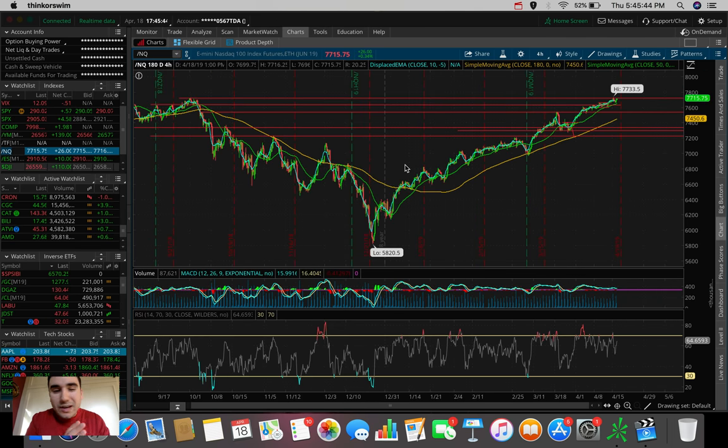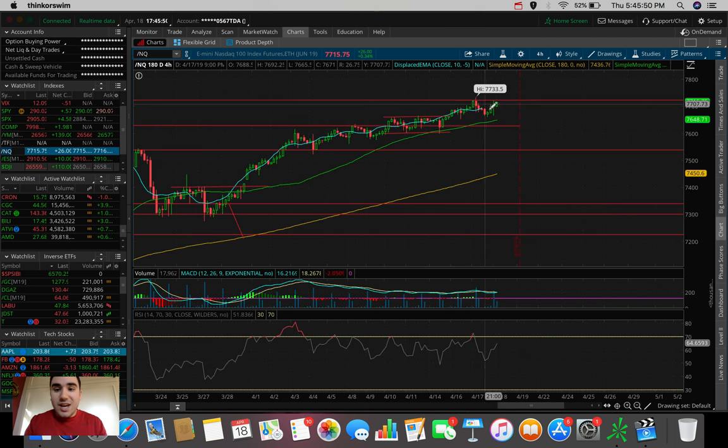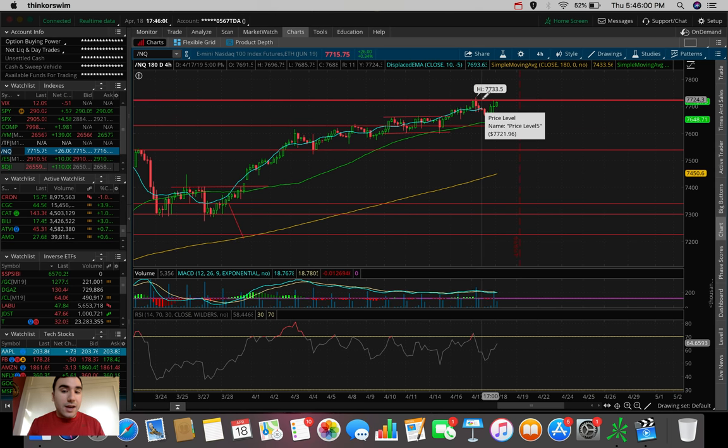I kind of already summarized it a couple of minutes ago, but we ended up pulling back from the all-time high that we hit at 77.33. We tested that 50 SMA support. Very good sign that we made a higher low. We want to continue this uptrend. And now it's looking like we want to retest that all-time high again.